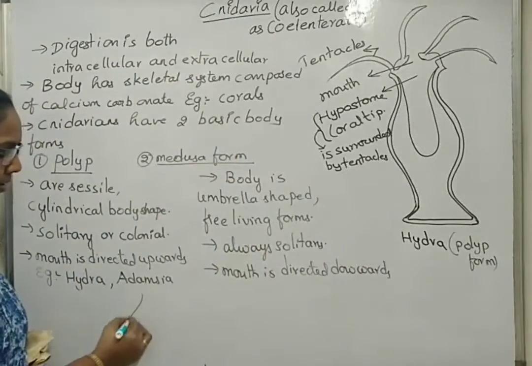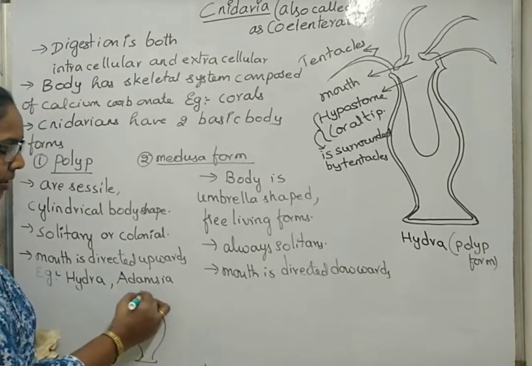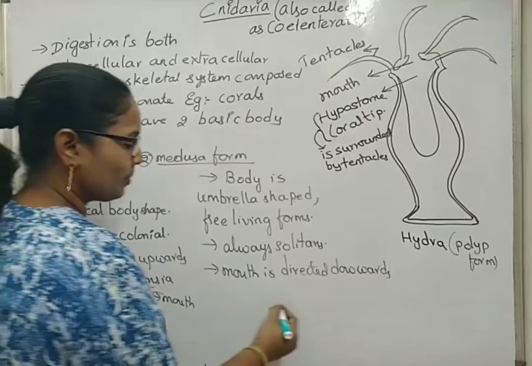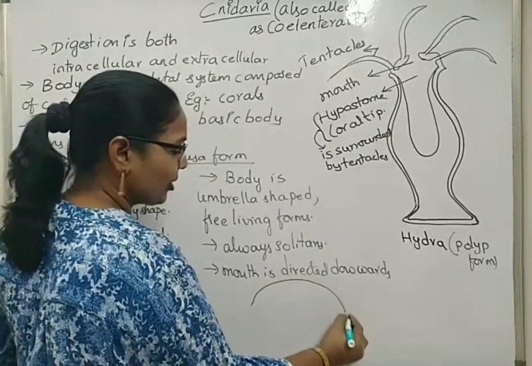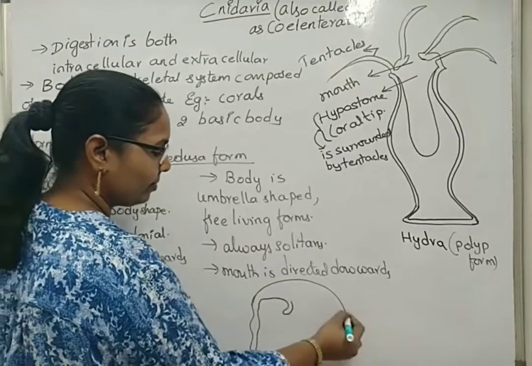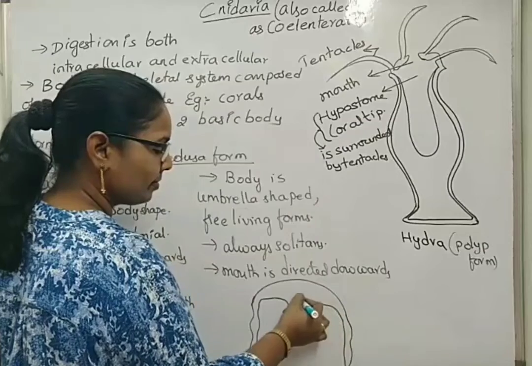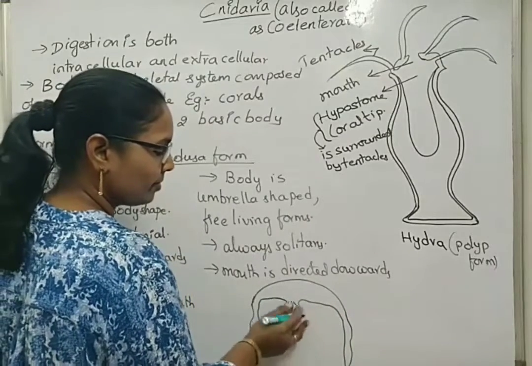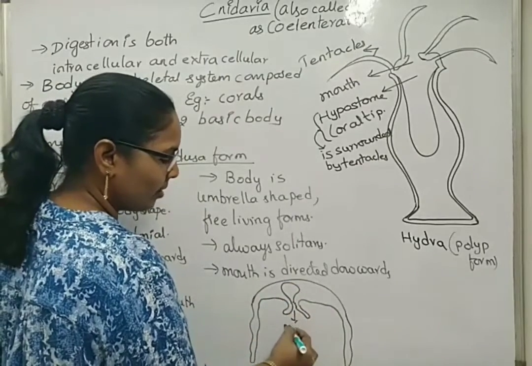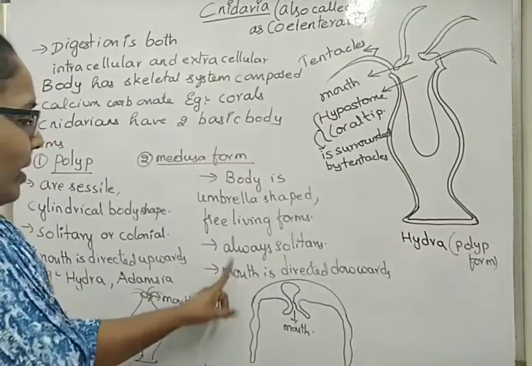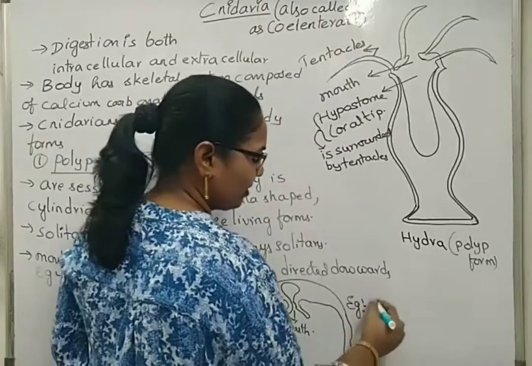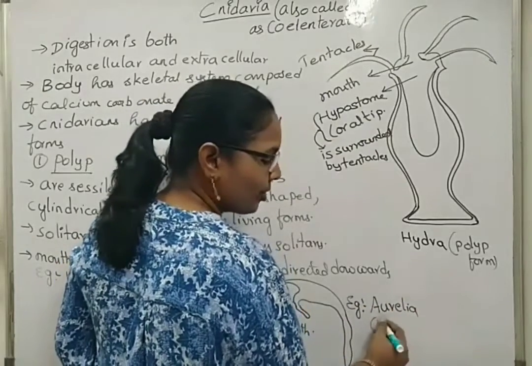So here we can say, like it is looking like that of Hydra. Here will be the mouth and hypostome surrounded by tentacles. So mouth is towards upside. But here we are telling, it is umbrella shaped. So we can frame out the body shape like this. So this will be the mouth. So as we have said that, here the mouth is directed towards downwards. Examples here are Aurelia or jellyfish. Aurelia, which we also call as jellyfish.